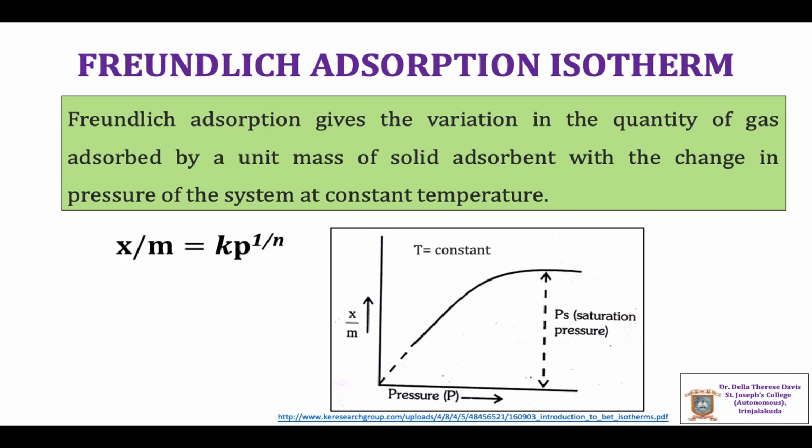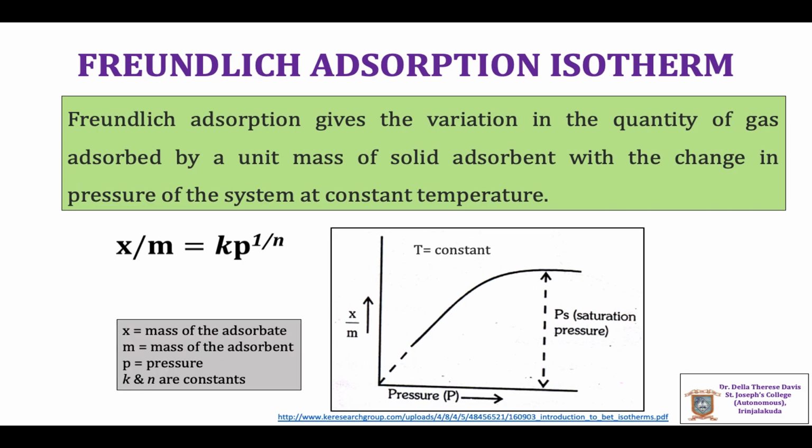It can be represented as x by m is equal to k into p raised to 1 by n, where x is the mass of the adsorbate, m is the mass of the adsorbent, p is the pressure, k and n are constants. This is the graphical representation of Freundlich adsorption isotherm. x by m is plotted against pressure p at constant temperature.